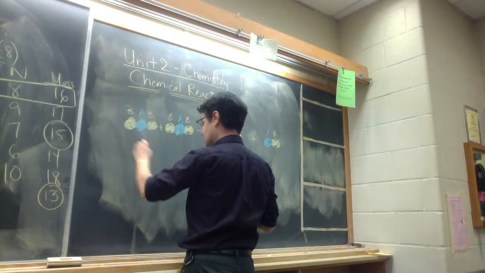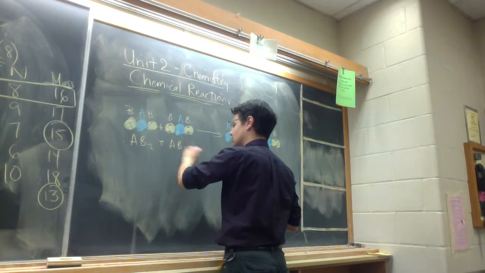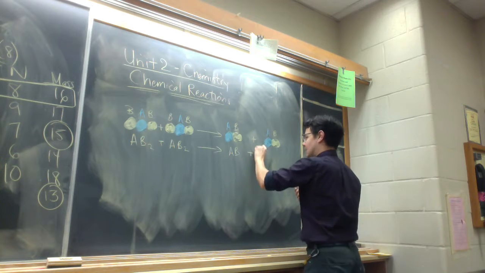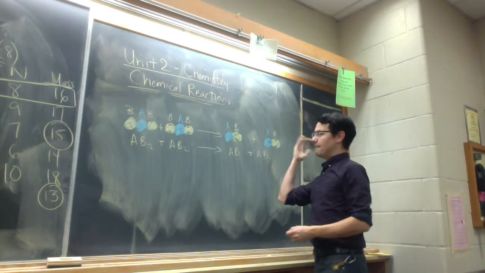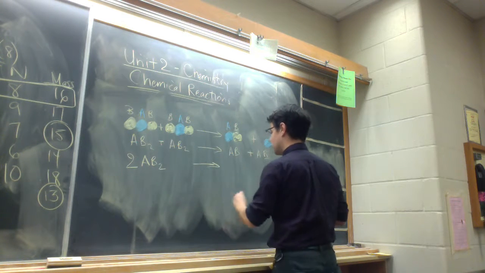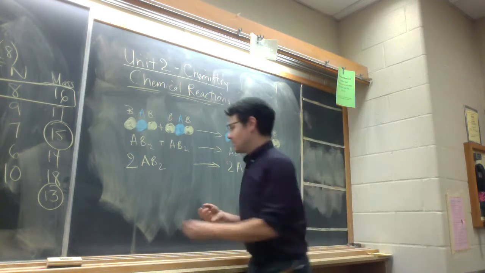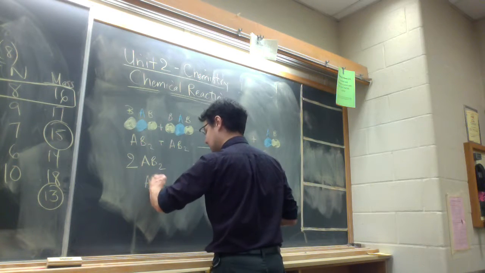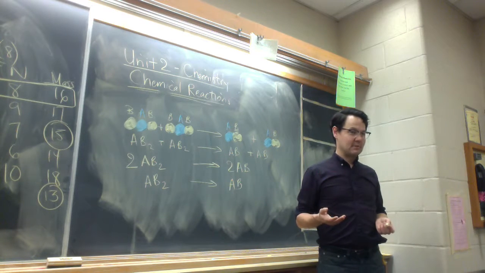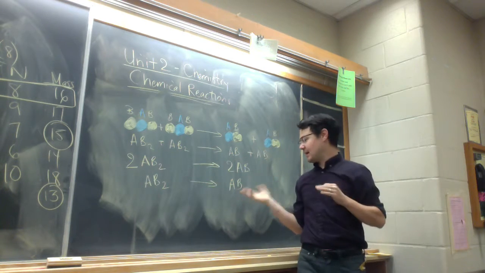Really what we have is AB2 plus AB2 makes AB plus AB. Which is really the same thing as saying 2AB2 becomes 2AB. Looks like math, I know. And if that's true, then by math, we could just say AB2 becomes AB. We get rid of the 2 because they're not necessary. That's wrong. But anyway, what this is saying is that somehow AB2 can break down and become AB.